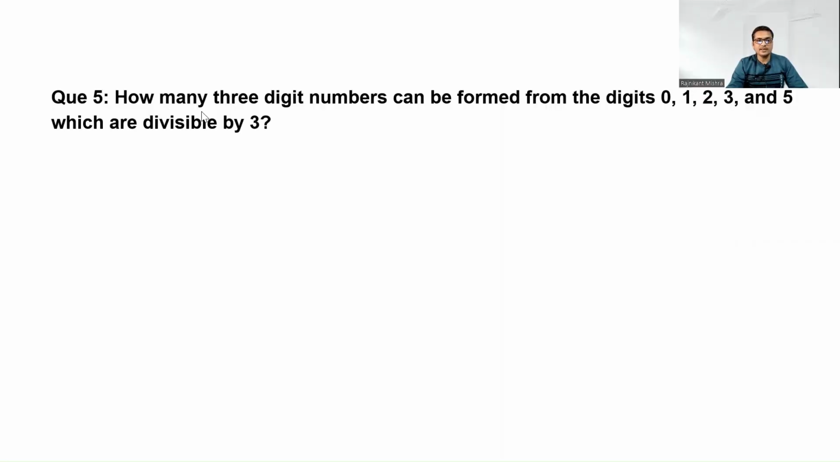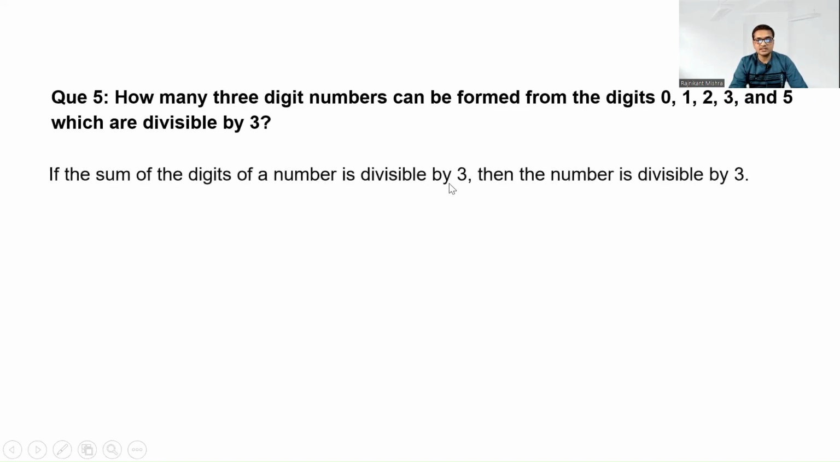Question number 5. How many 3-digit numbers can be formed from the digits 0, 1, 2, 3 and 5 which are divisible by 3? Here we use the divisibility rule of 3. If the sum of the digits is divisible by 3, then the number is divisible by 3. By this condition, the required pairs are 0, 1, 2; 0, 1, 5; 1, 2, 3; and 1, 3, 5. Because 0 plus 1 plus 2 is equal to 3, 0 plus 1 plus 5 is equal to 6, 1 plus 2 plus 3 is equal to 6, and 1 plus 3 plus 5 is equal to 9.